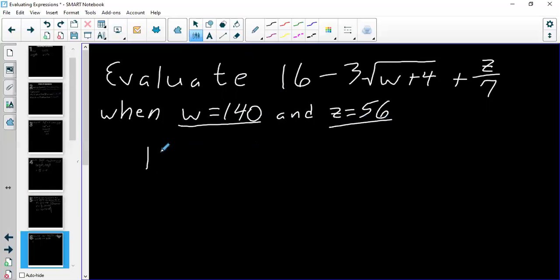So 16 minus 3. You can put the dot for multiplication, 3 times. The dot isn't here, but if it helps you remember it's multiplication, put the dot in there. Square root says W plus 4. W is 140. After that, we have plus Z over 7. Remember, Z is 56.